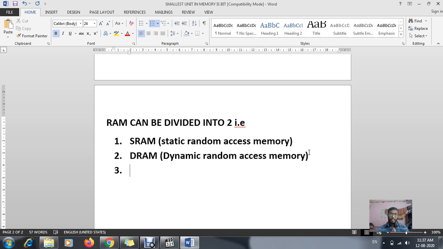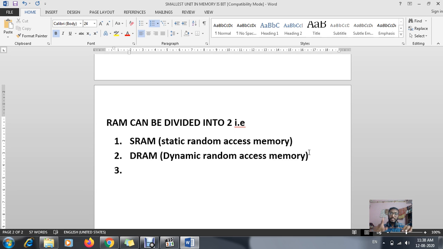The answer is secondary memory. The question might come as: which of the below is the best example of secondary memory? The options might be hard disk, CD, DVD, all of these, and the answer is all of these, because CD, DVD, pen drive and hard disk, all four, are known as secondary memory, which is used to store data permanently.